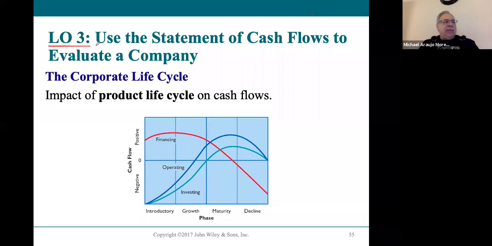So wrapping up learning objective 3, two things that the chapter talks about. First is looking at the activities during basically the life cycle of a corporation or a product life cycle. So what you have very much here, the red line shows financing activities are really the most important part in the beginning when businesses are starting up. Financing activities are really, they're trying to raise a ton of money up front.